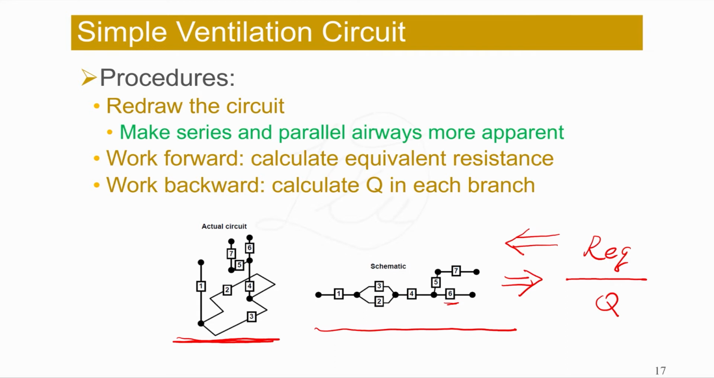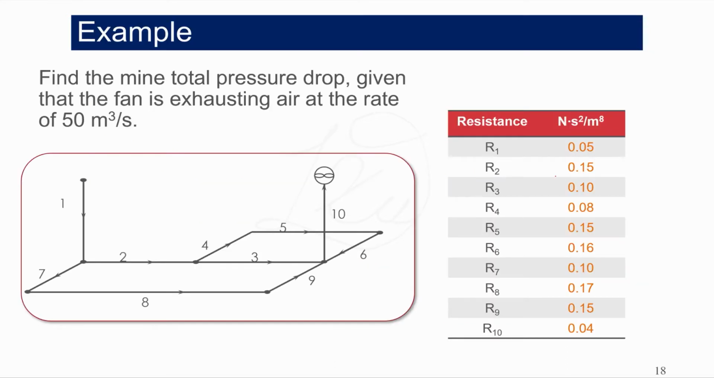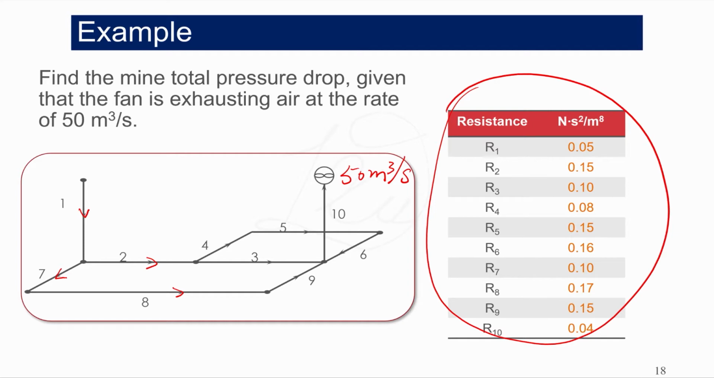Let's look at an example. In this example, the total flow rate exhausting from this mine is 50 cubic meters per second. The arrows here indicate the flow direction. There are 10 airways numbered 1 to 10, and the resistances of these airways are all given in this table. The question asks us to find the mine total pressure drop.